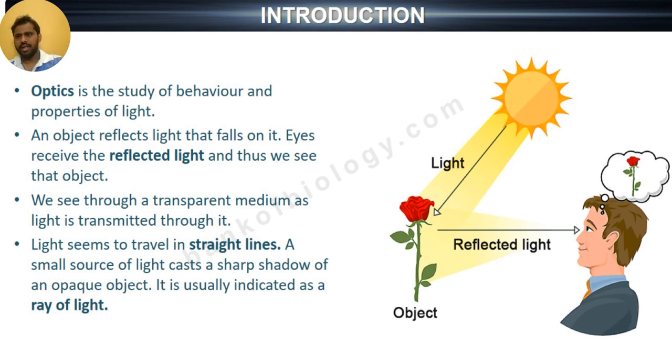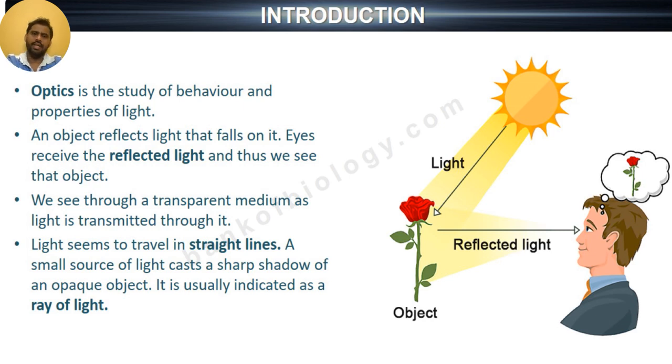The light from sunlight falls on the object and it gets reflected into our eyes. That is the way we are able to see an object. An object reflects light that falls on it. Eyes receive the reflected light and thus we see that object. We see through a transparent medium as light is transmitted through it.